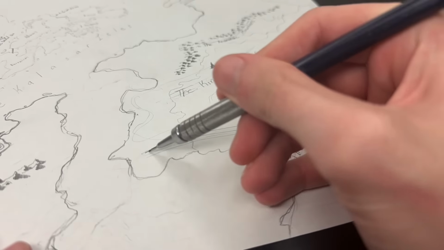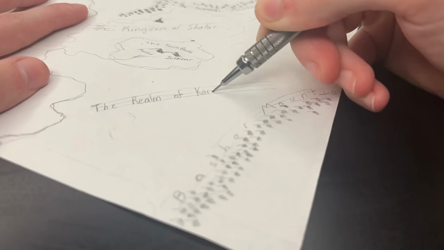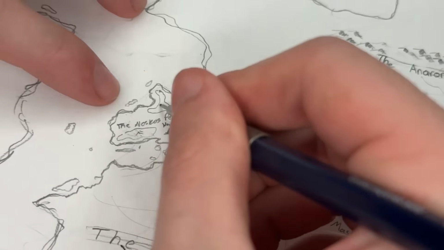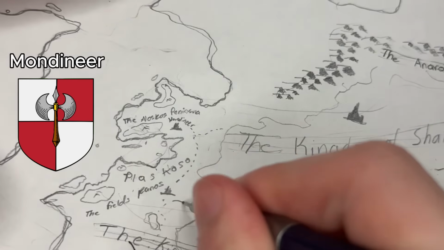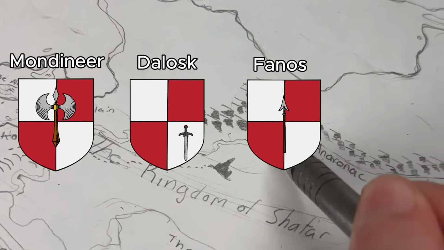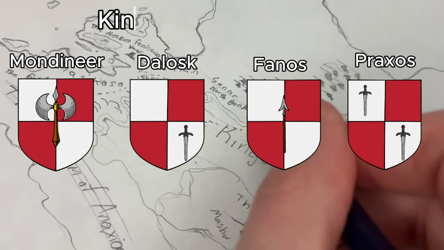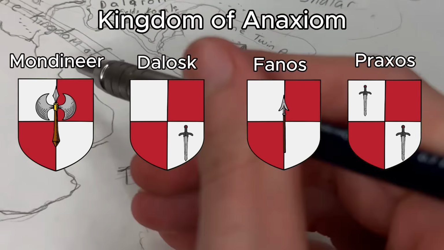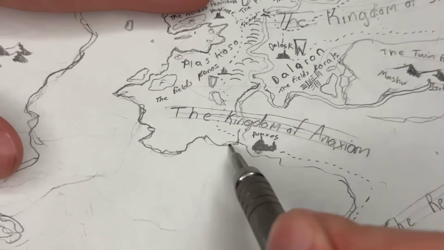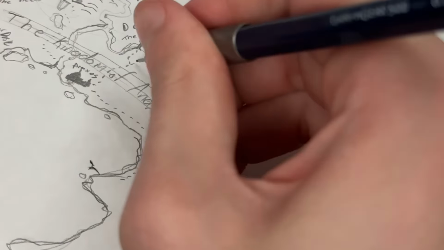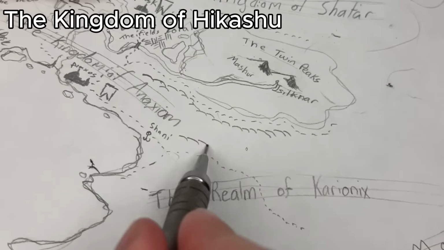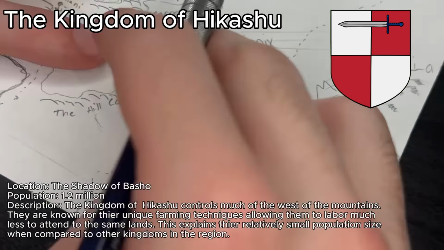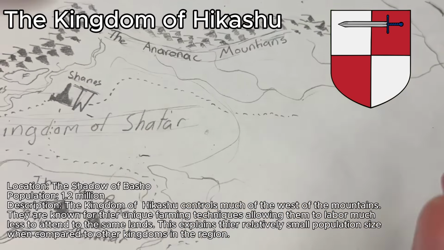Next, I shall begin to fill in the smaller provincial kingdoms and cities that make up Shatar's empire and sphere of influence, such as the city-states of Mondenir, Dalosk, Phanos, and Praxos, whom together make up the kingdom of Anaxium. Though similar in heraldry, they all have their own unique history pertaining to their creation. Heading closer to the mountains, you would see the kingdom of Hikashu, which controls large regions in the shadow of the mountains. The area they control is called the Realm of Chironix, and is a huge pledge to the Shatar Empire.